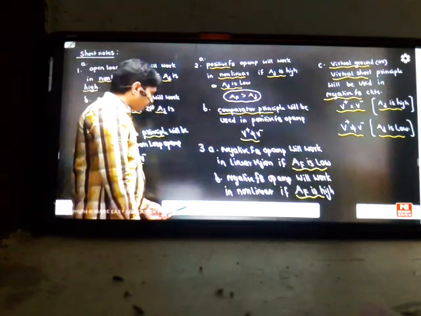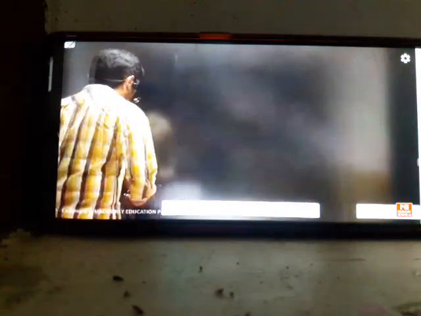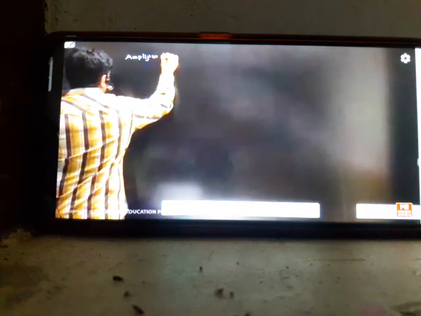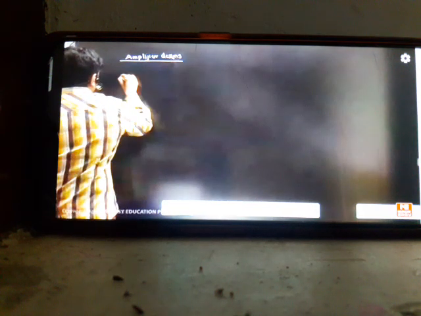So let's see the next slide. The next slide we have is amplifier designs. You can keep adding to amplifier designs, and one by one we'll recollect the formulas.